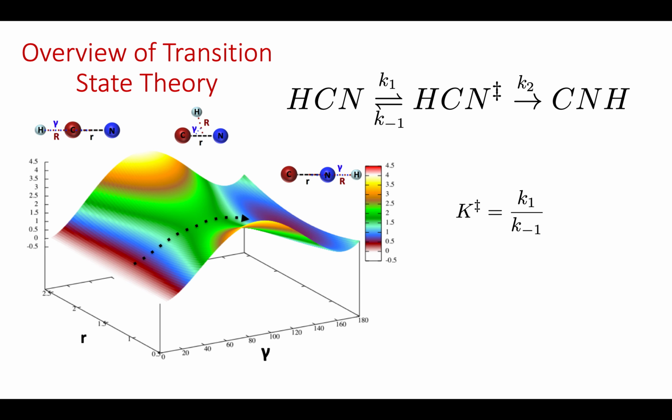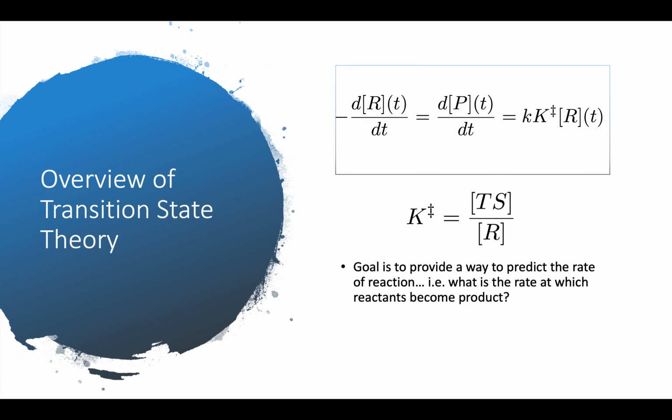for transition state theory. Okay, so what's the whole goal here? So the goal is actually to provide us a way to talk about the rates of the reaction, basically how fast does this reaction happen. And so this is a pretty simple reaction, right? It's called unimolecular, just involves one molecular species, just one molecule rearranging to form a new one.